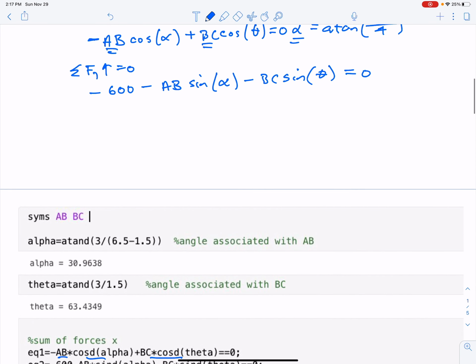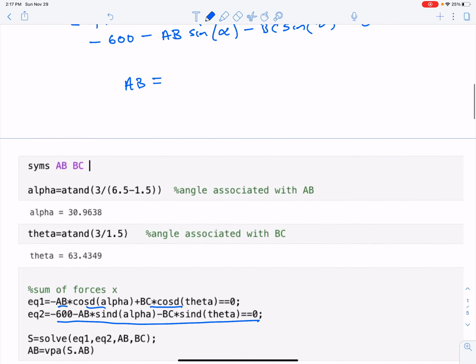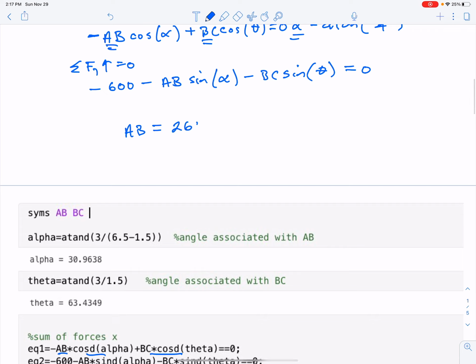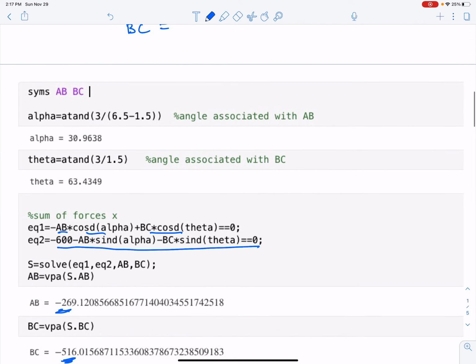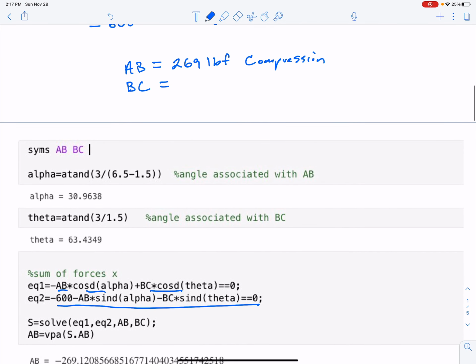So the answers are that AB is going to be minus 269, so that'd be 269 pound force in compression, because I dropped the minus sign and changed the interpretation of tension to compression. And then BC is going to be 516 pound force, also in compression.